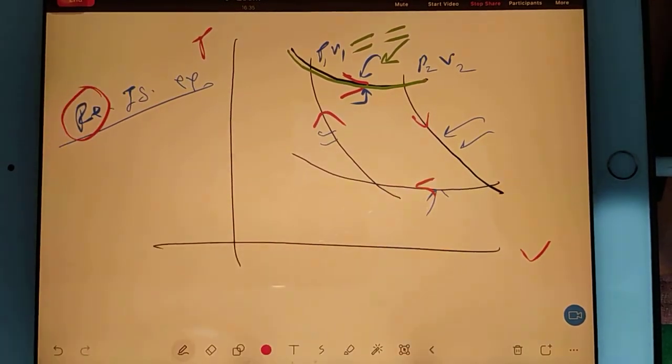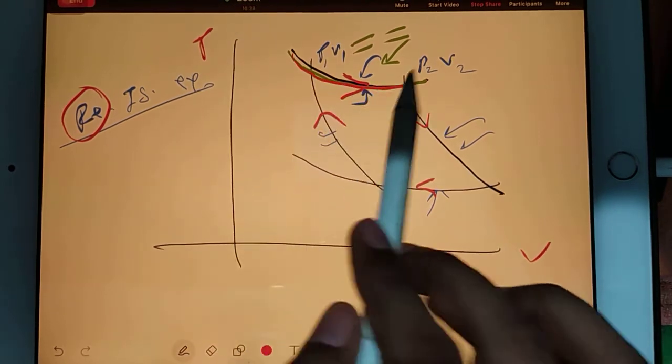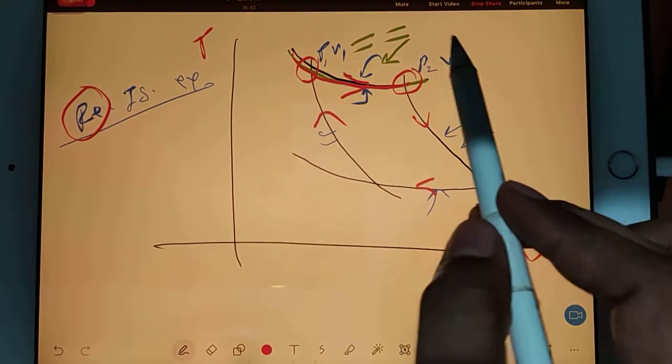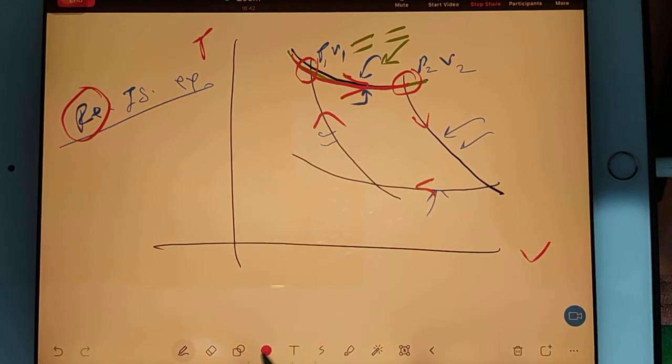Because you are adding the word reversible here, it means in this process, if you find the entropy change from here to here, it is 0. Guys, clear?